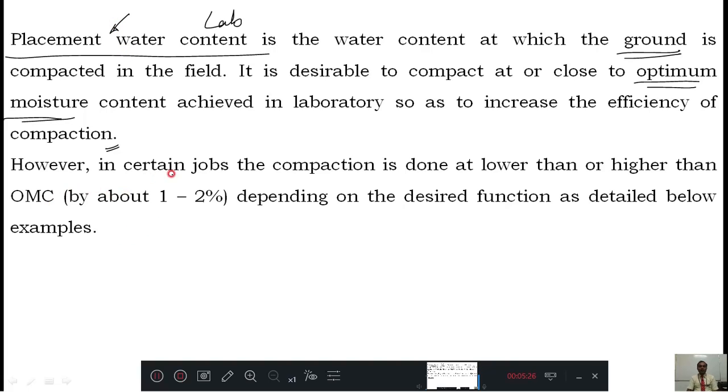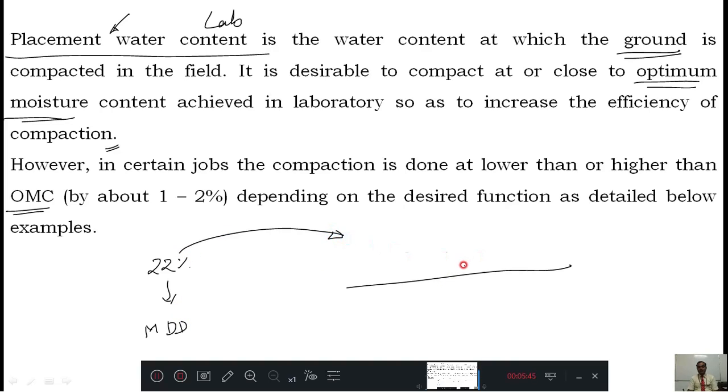However, in certain jobs compaction is done lower than or higher than the OMC. Sometimes it happens. For example, the OMC is 22%. It means that at 22% you are going to get maximum dry density. But in the field we will not put exactly 22%, we will put 20% or 18%.